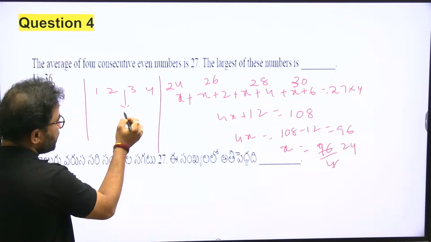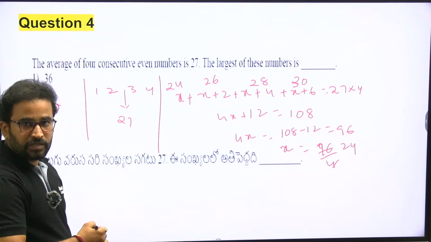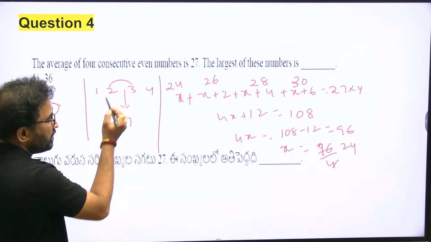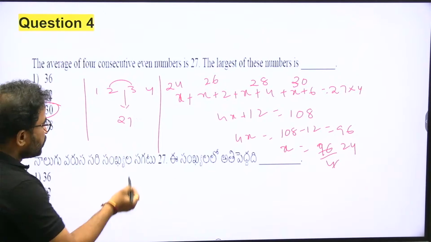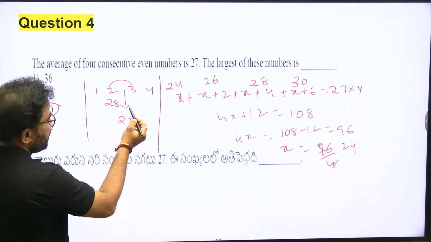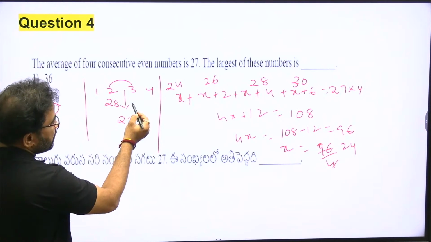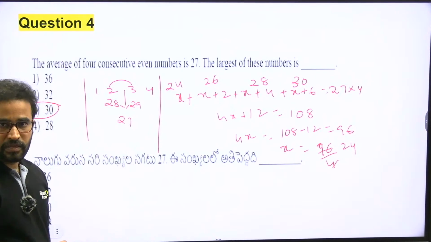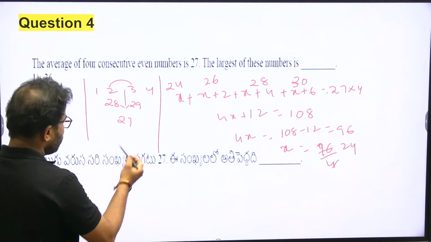Middle number is nothing but this value 27 they have given. So average of the number is nothing but between these two, 2 and 3. So before 27 is nothing but this is 28, right? For example, this value is nothing but how much we are getting? This value is equal to 29. Sorry, this value is equal to 20.